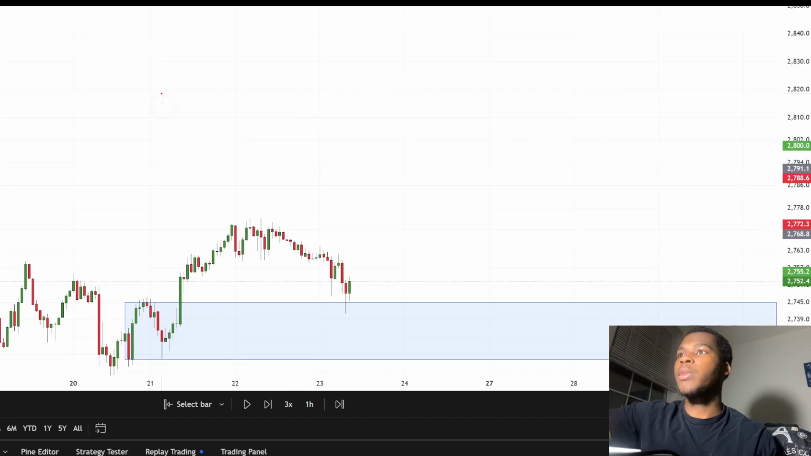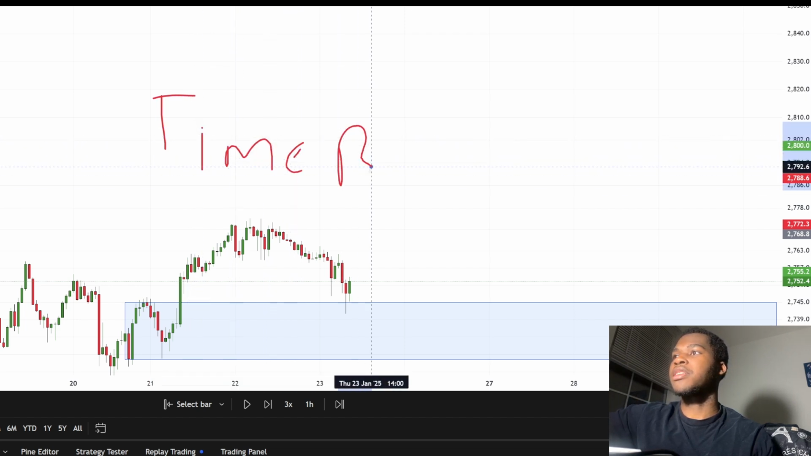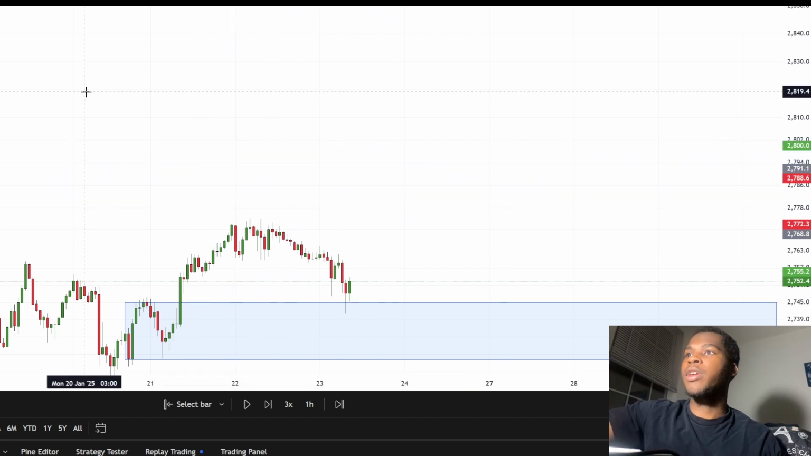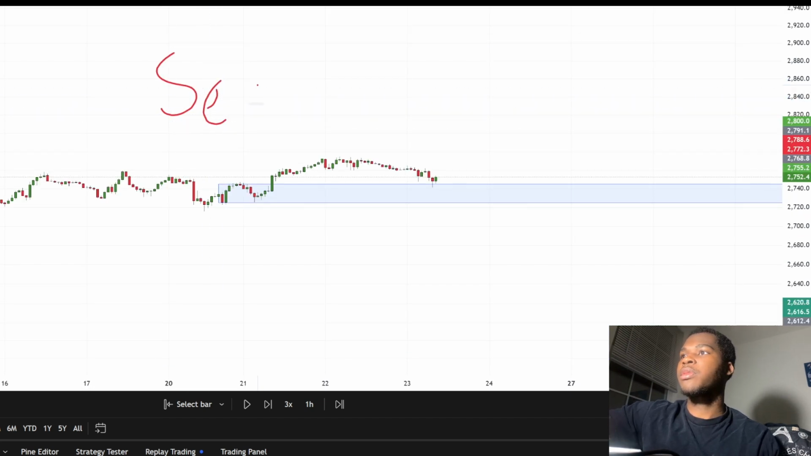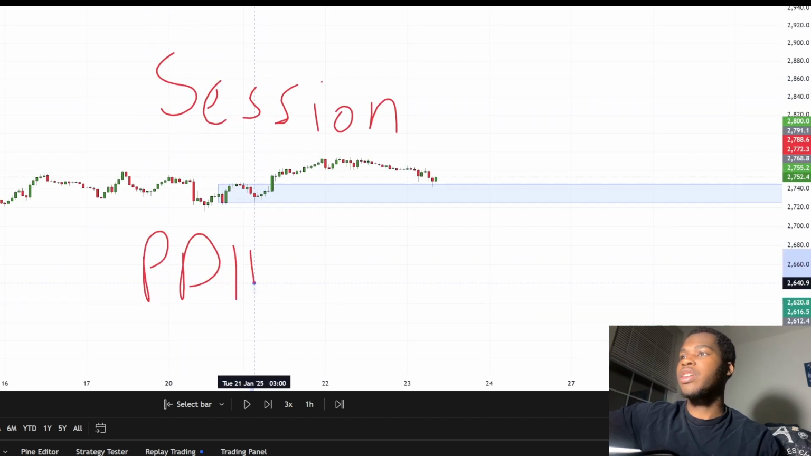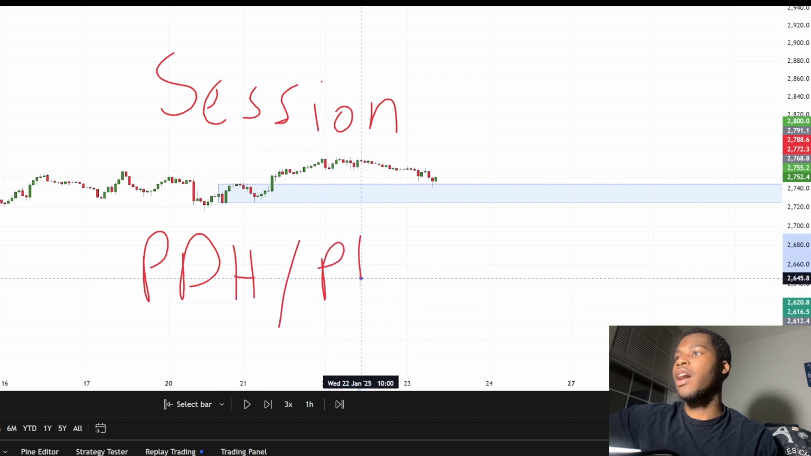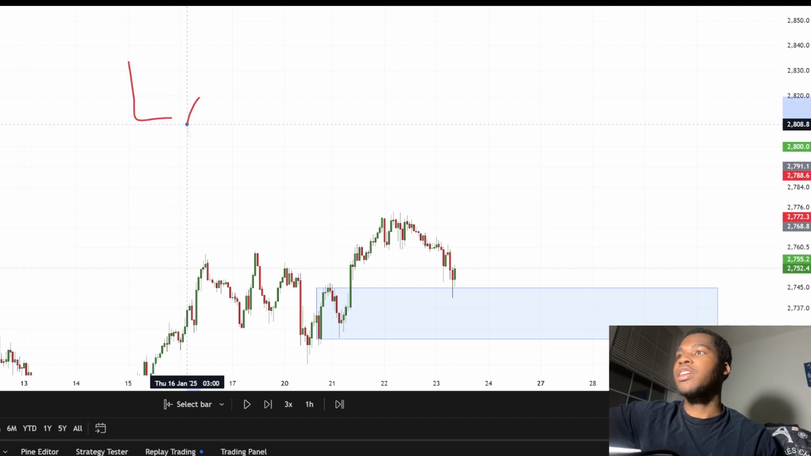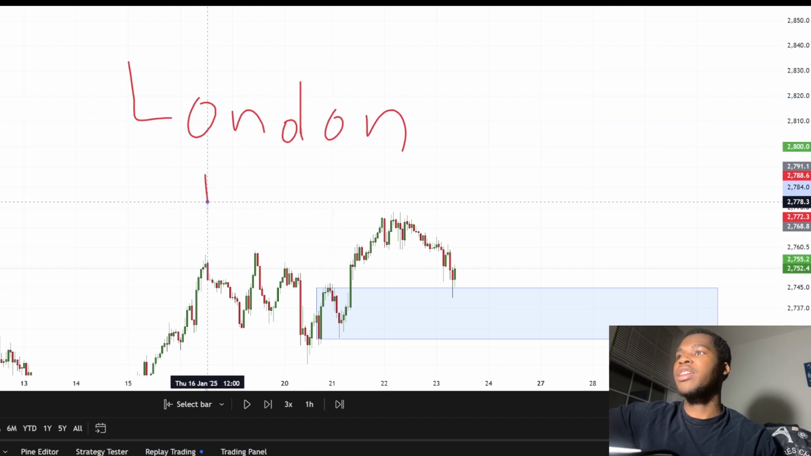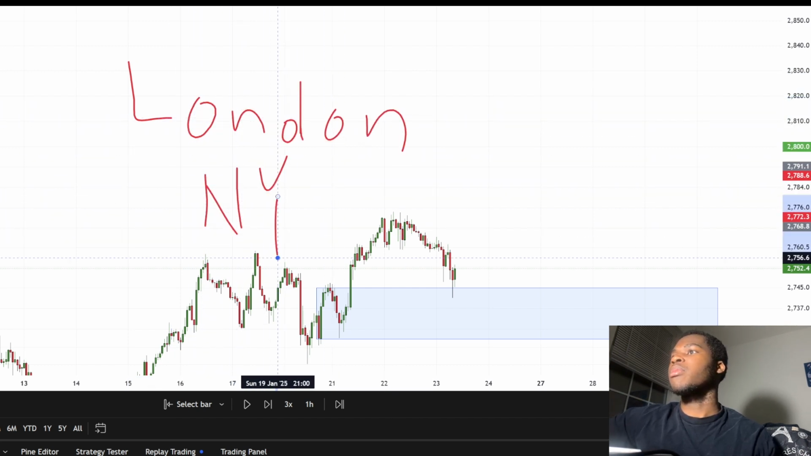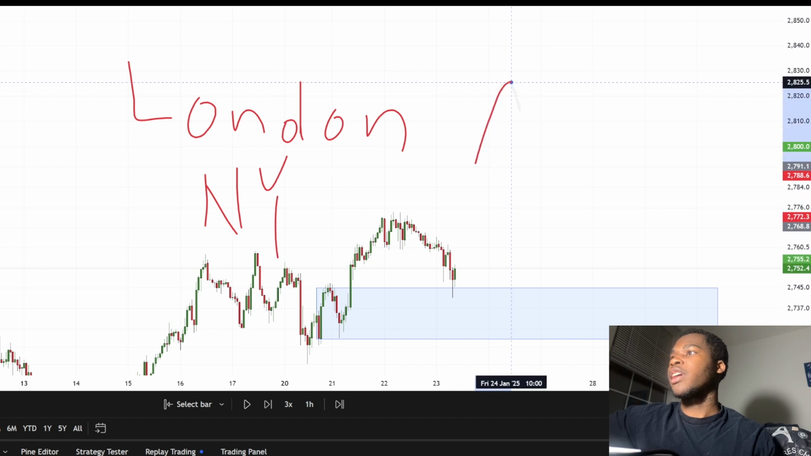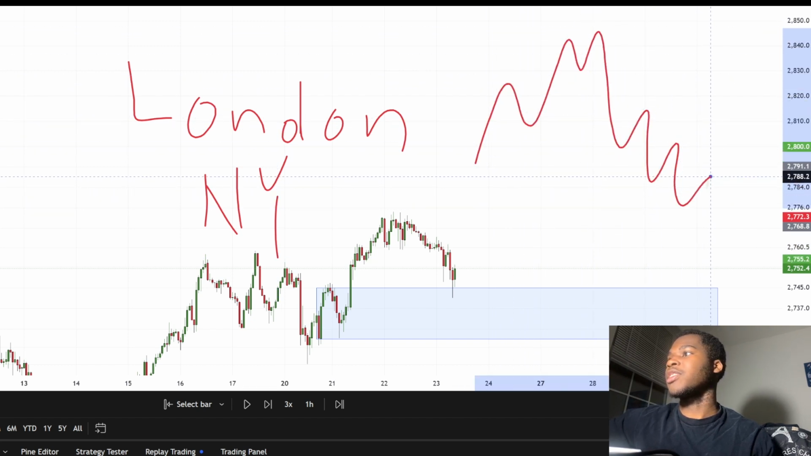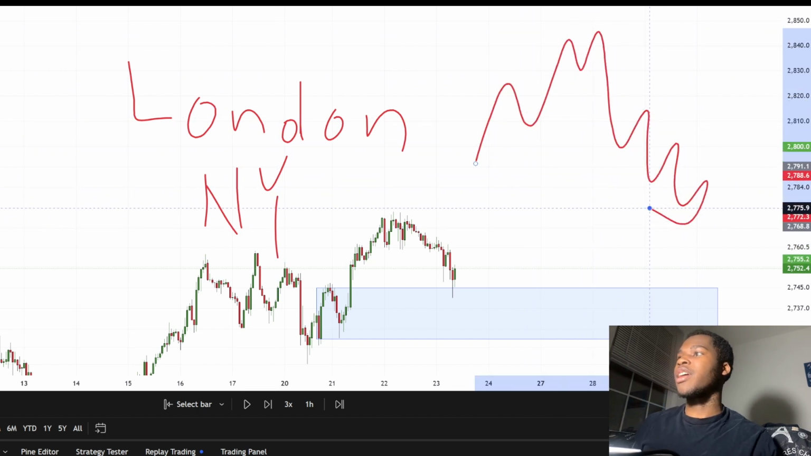When we're talking about liquidity, the type of liquidity I like to look at is time-based liquidity. Two important ones are session-based liquidity and also previous day lows and previous day highs. These are important because at the beginning of London session or New York session, price likes to take out liquidity and then go in the opposite direction that it wants to go for the day.